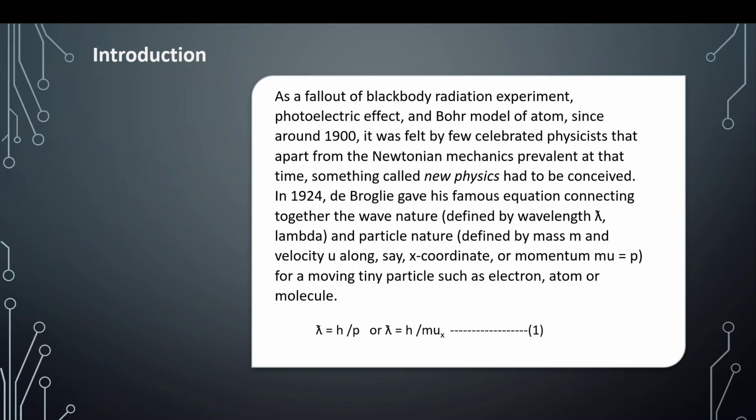In 1924, de Broglie gave his famous equation connecting together the wave nature defined by wavelength lambda and particle nature defined by mass m and velocity u, or momentum, say along the x coordinate. For a moving tiny particle such as an electron, atom or molecule, the equation is wavelength lambda equal to h over p, where p is momentum, lambda equal to h upon m u, where u is velocity. This is equation 1.